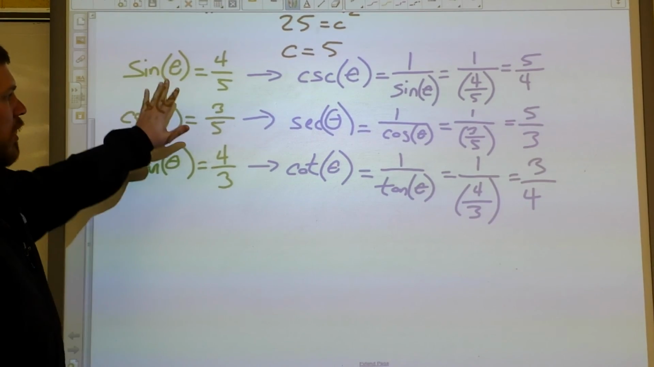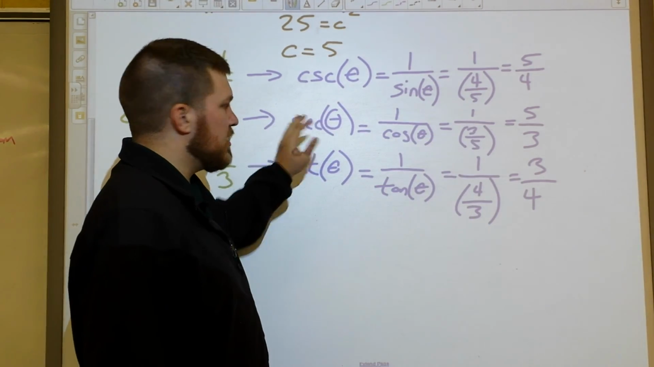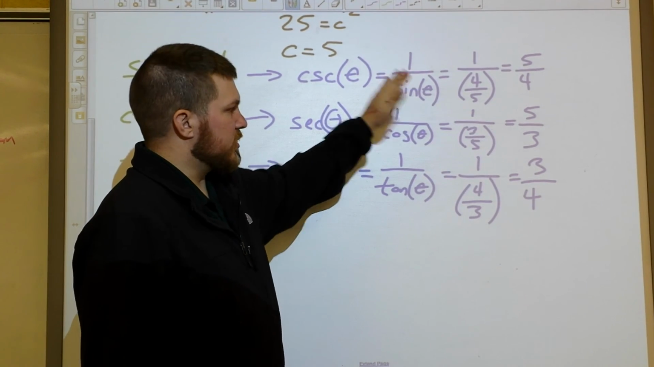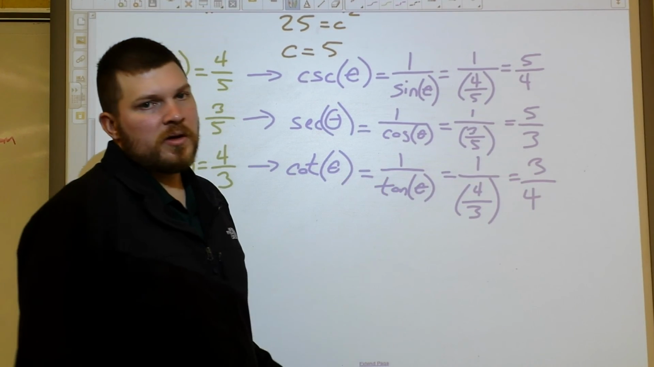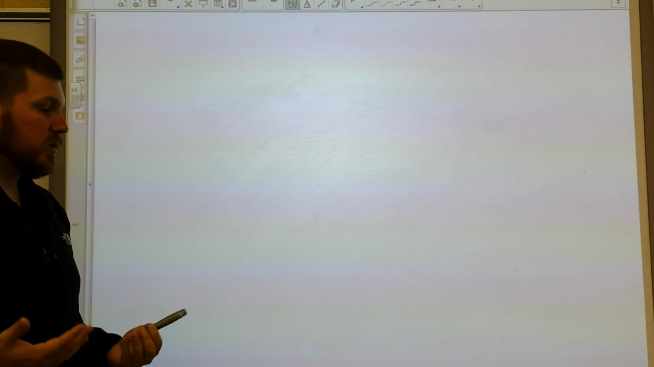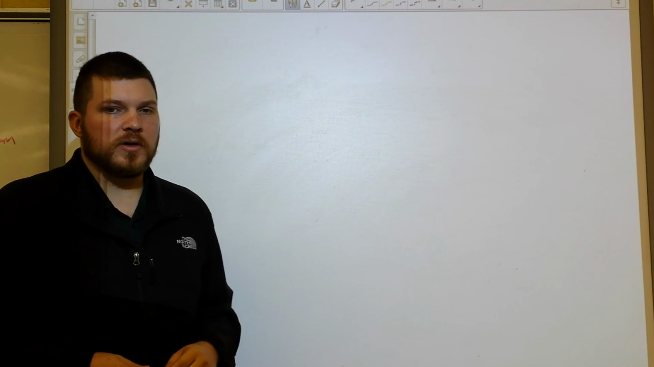All right, so we have all 6 trig ratios. We had to do a little bit of work for cosecant, secant, and cotangent, but we just remember those are the reciprocals of the sine, cosine, and tangent ratios, respectively. And that's it for this video. Very basic stuff, should be review for you. As always, though, if you have questions, let me know.